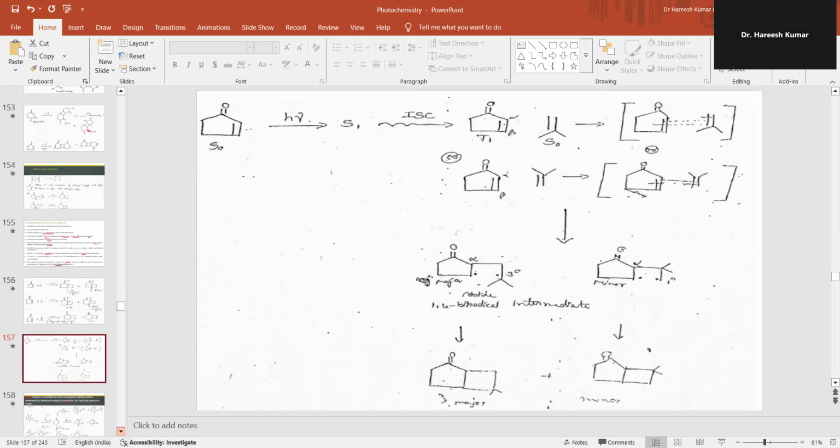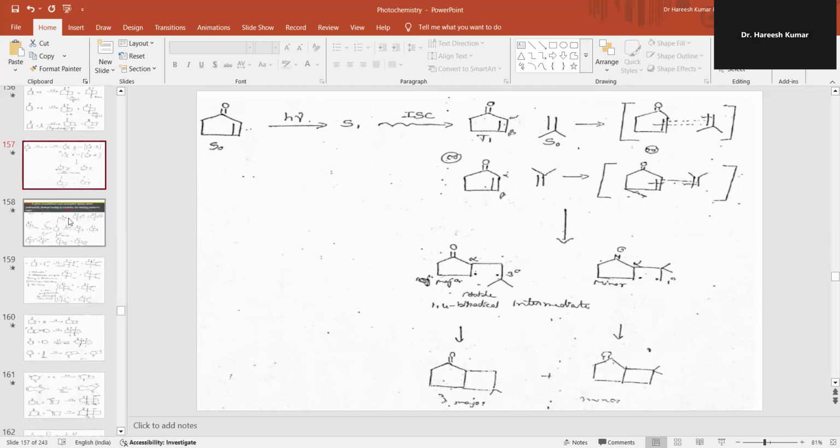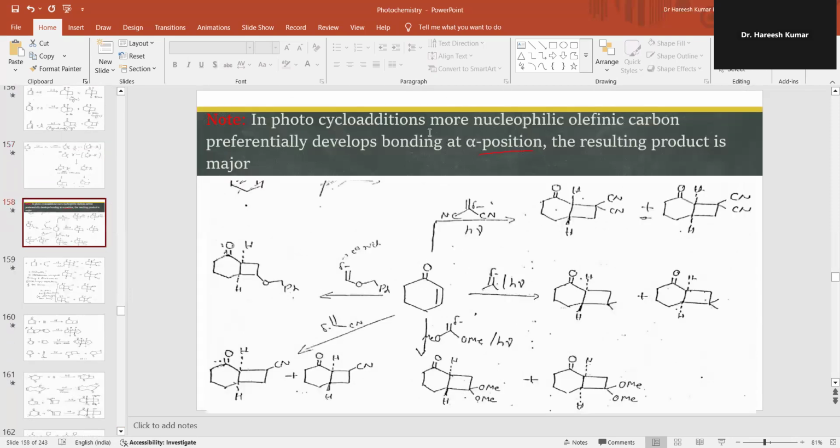I will go to the next slide. In the next slide, I'm taking photocycloaddition, where the more nucleophilic olefin carbon preferentially develops bonding at the alpha position. The resulting product is the major one.